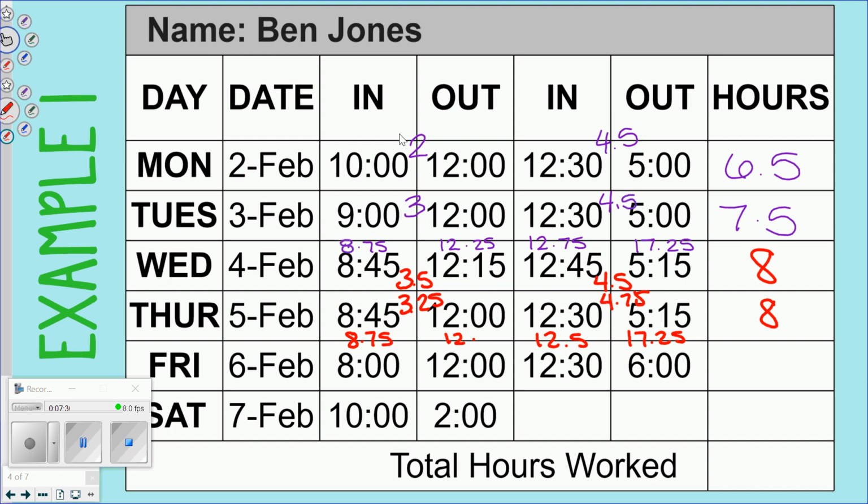All right, Friday, from 8 to 12. Well, we know that one's 4 hours. 12:30 to 6, you can probably figure out pretty easily. It's 5 and a half. So we worked 9 and a half. And then Saturday from 10 to 2, that's 4 hours.